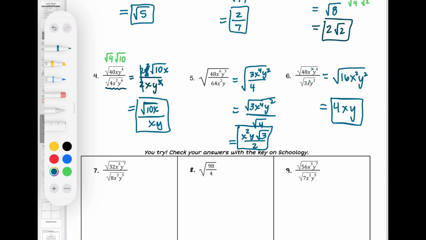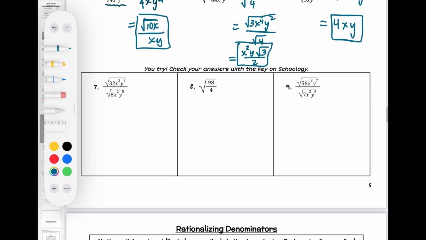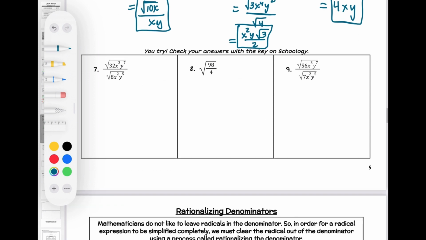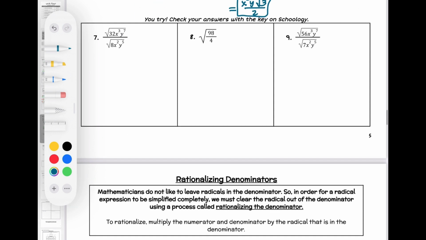All right, so that's it for dividing. So you can go ahead and try the next 3 on your own and check your answer on Schoology.